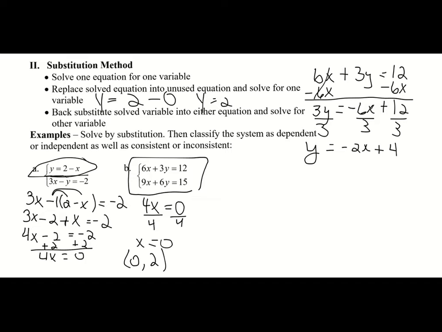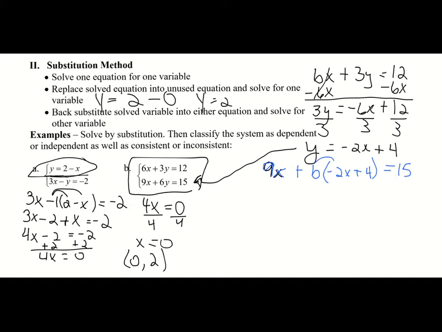I'm going to take that and plug it into my second equation wherever there is a y. So I'm going to have 9x. Actually, let me make it blue. All right, so we got 9x, and I'm just going to write over it. There we go. 9x plus 6, and then instead of y, we're going to put negative 2x plus 4, because we're going to substitute it in there, equals 15.